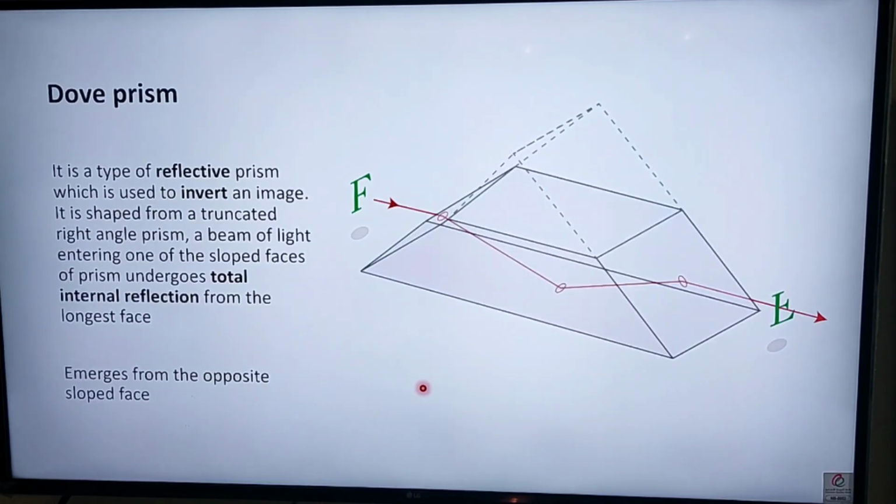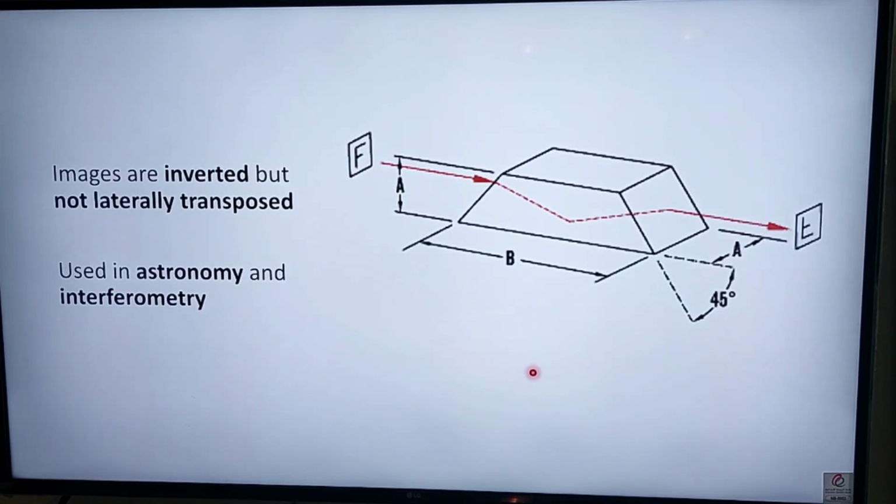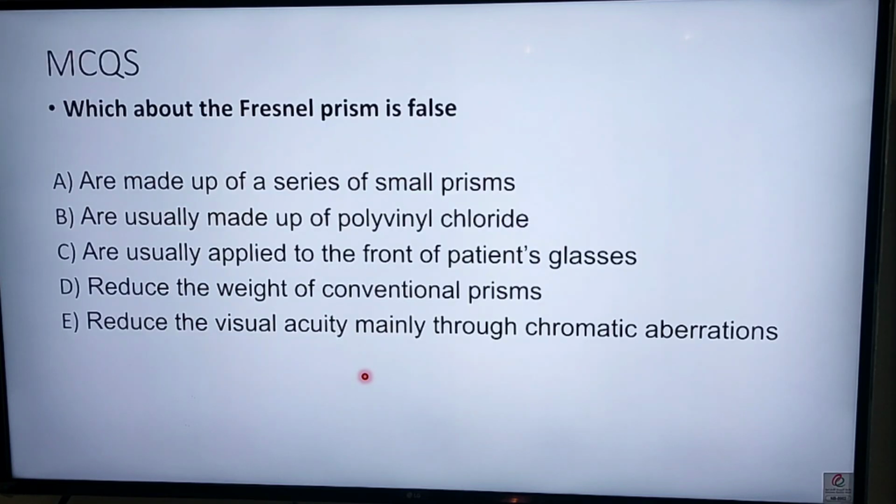The other one is a Dove prism. Again, it is also a reflective prism and it inverts the image. These are basically truncated right-angle prisms. Light enters from one sloped surface, undergoes total internal reflection, and emerges out from the other side. So this also inverts the image, but it is not laterally transposed. This is used in astronomy and in interferometry.